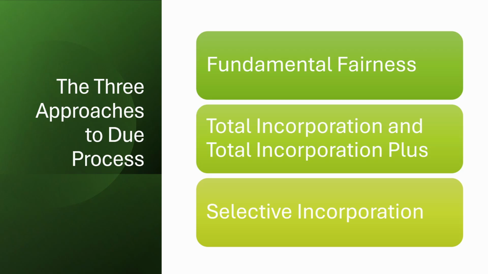A third approach, selective incorporation, holds that only certain provisions of the Bill of Rights, those considered essential to liberty, should apply to the states, leaving the rest of criminal procedure to state control. Some judges even support selective incorporation plus, adding rights not originally included in the Bill of Rights. These debates set the stage for the Supreme Court's gradual case-by-case incorporation of many constitutional protections into the 14th Amendment.